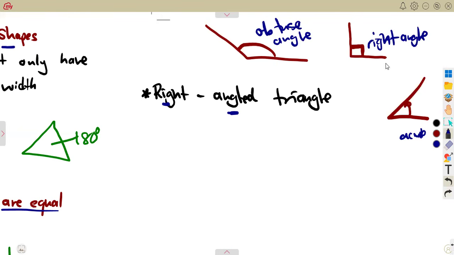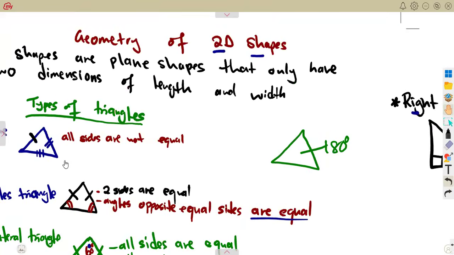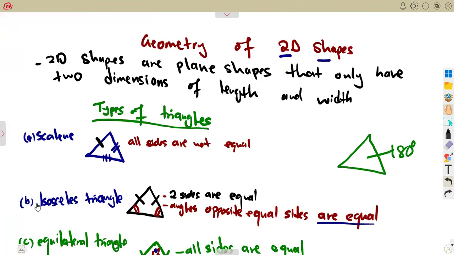Take note. The type of the angle affects the type of the triangle. So when I'm saying a right angled triangle, it must have a right angle. It must have a 90-degree angle. So a right angle triangle is simply like this, where there is a 90 degrees. A right angled triangle can be a scalene. It can be an isosceles, but it cannot be equilateral.